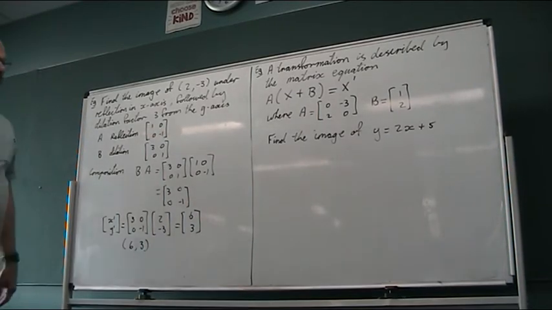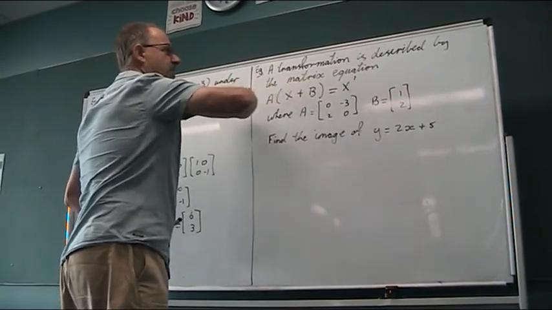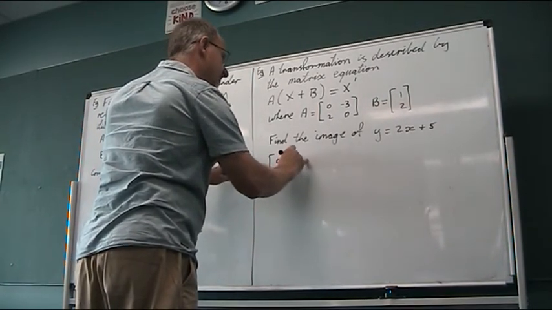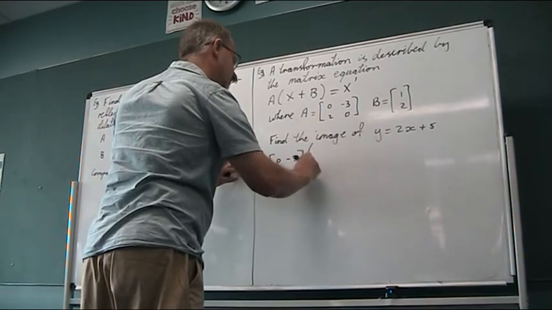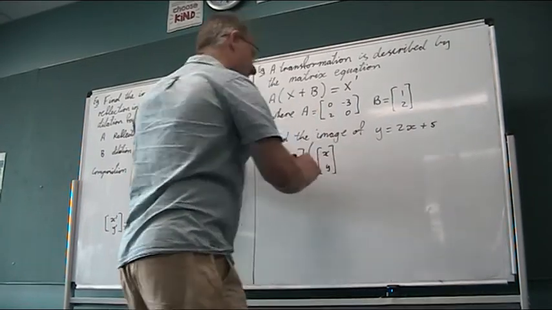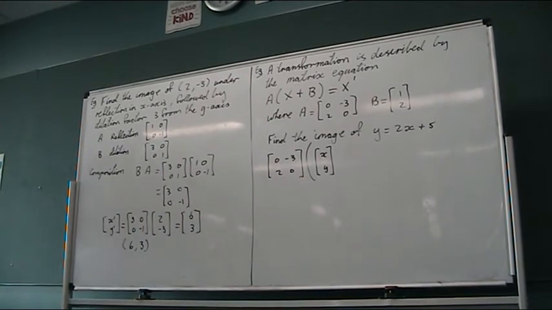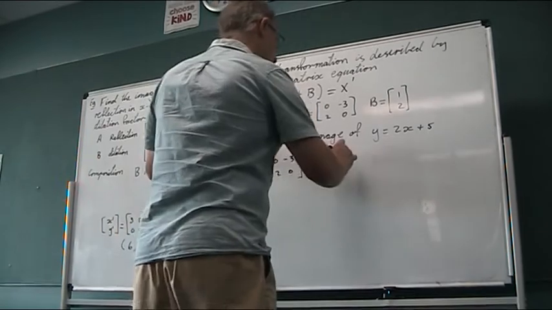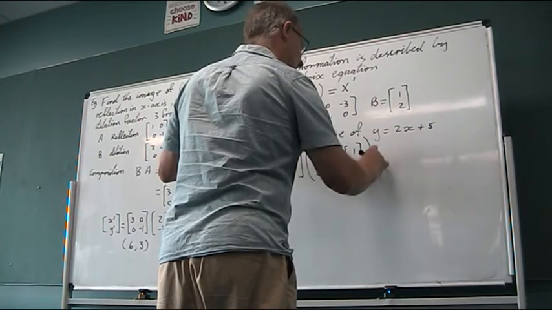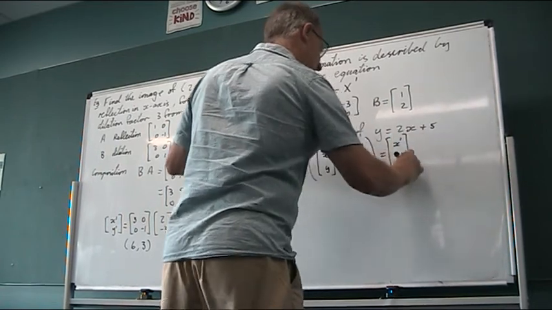Alright, so now I'll put the matrices into this. This is our transformation matrix equation. First one, 0, negative 3, 2, 0. Then we've got a bracket. The big X just represents our x and our y. Plus the B, which is 1 and 2. And that equals our image, x dashed, y dashed.